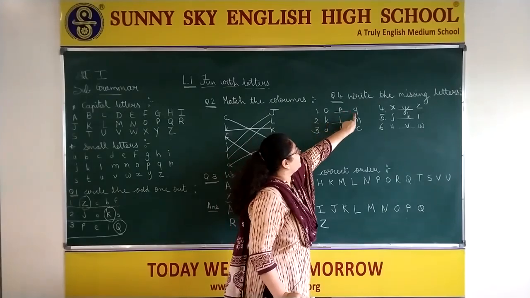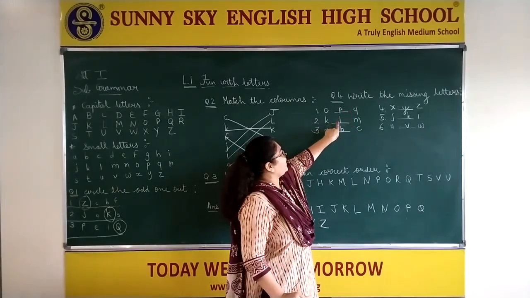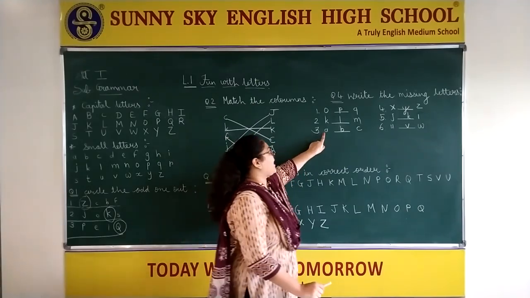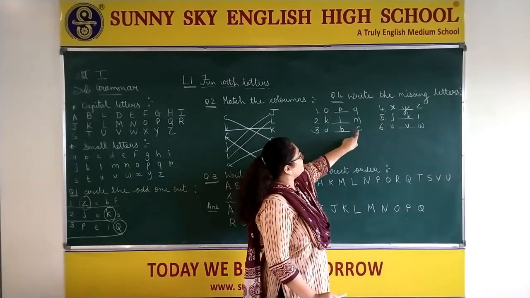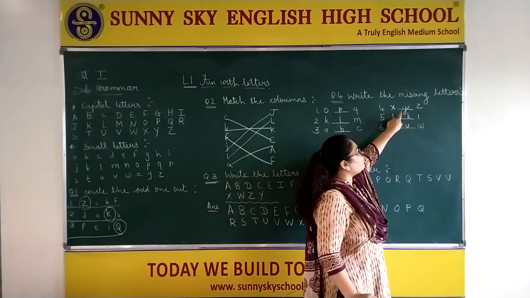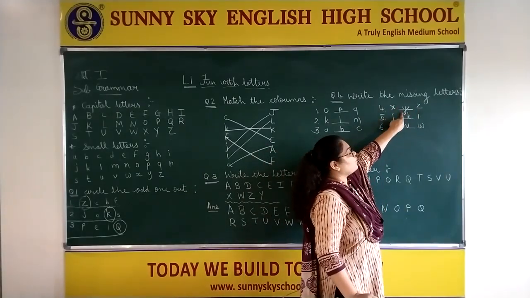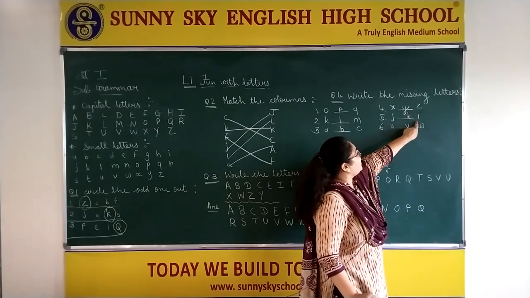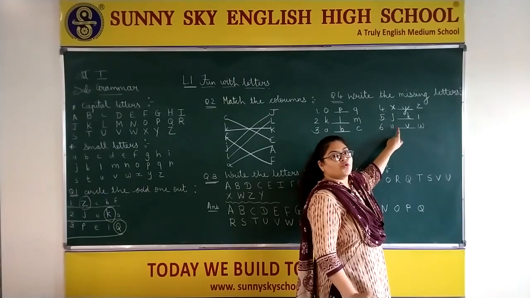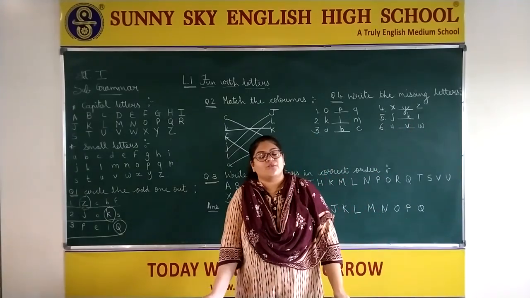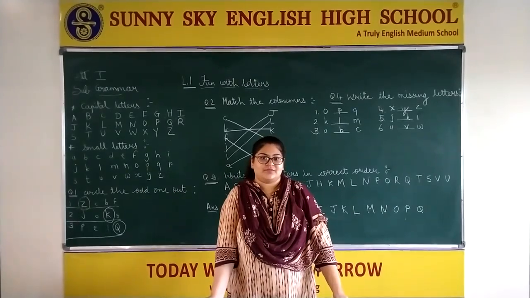O, P, Q. K, L, M. What will come after A? Yes, A, B, C. What will come between the X and Z? Y. X, Y, Z. J, K, L. U, V, W. Now we are going on our next question.